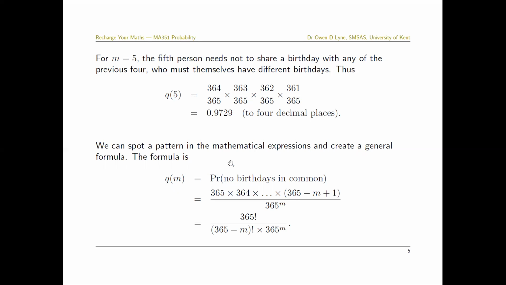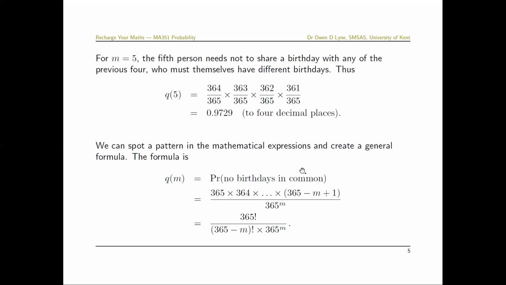That corresponds to the probability 1 for Q1. Then we multiply by 364 over 365. Then 363 over 365. And we keep going for how long? Well, when m equals 5, we went down from 365 to 361. We went down by 4. So we went down by m minus 1. So we've subtracted 365 minus m plus 1.